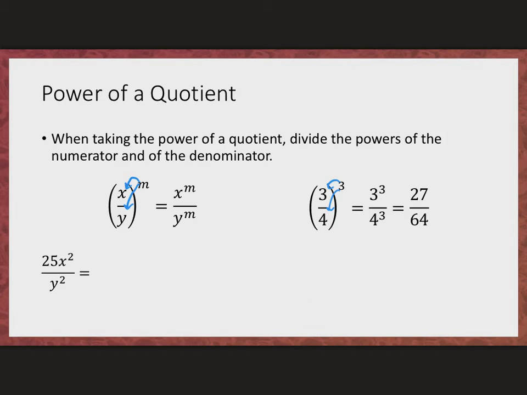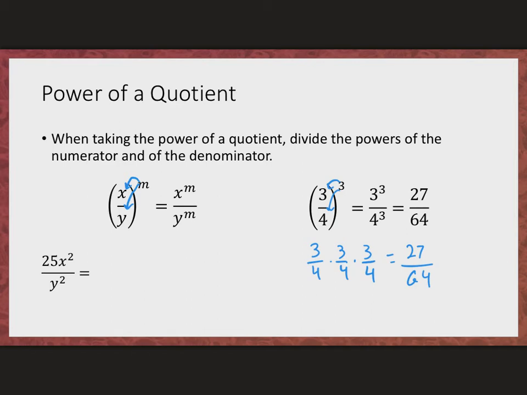Now let's see how this would look if we just multiplied out 3/4 3 times. So 3 times 3 times 3 is 27. 4 times 4 times 4 is 64. We get exactly the same answer, which is good. That's what we're looking for.